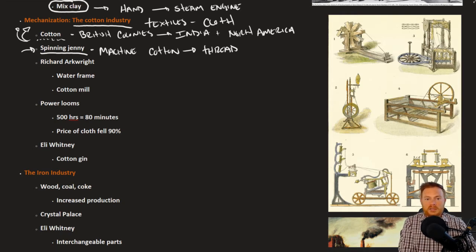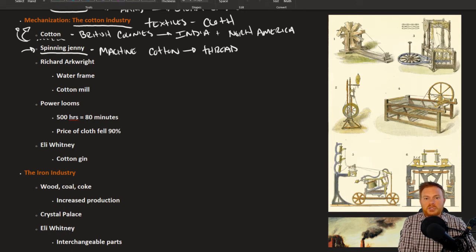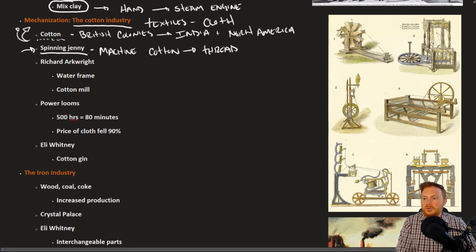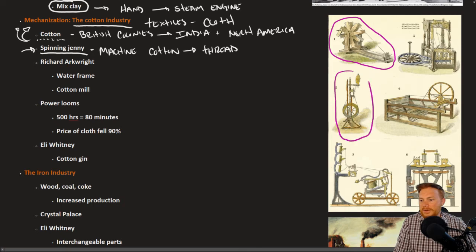Here you see on the right-hand side some very early versions of various spinning jennies that were used. This was something that you would have likely seen in a place like India. This is something that you would have likely seen in a place like England at the time. Still hand spun, right? So that is essentially where the cotton would go, and then you would create some thread up in this area.